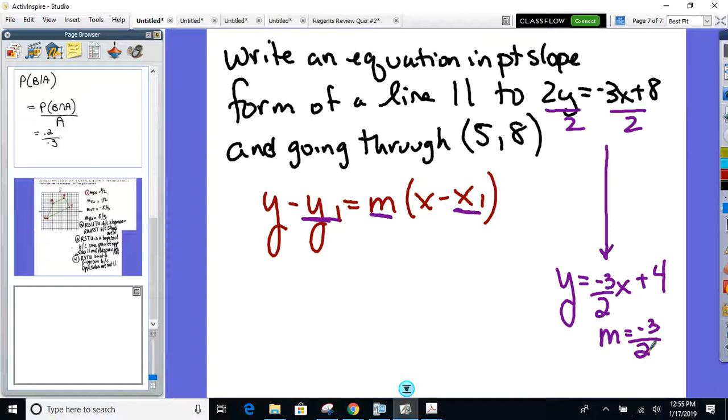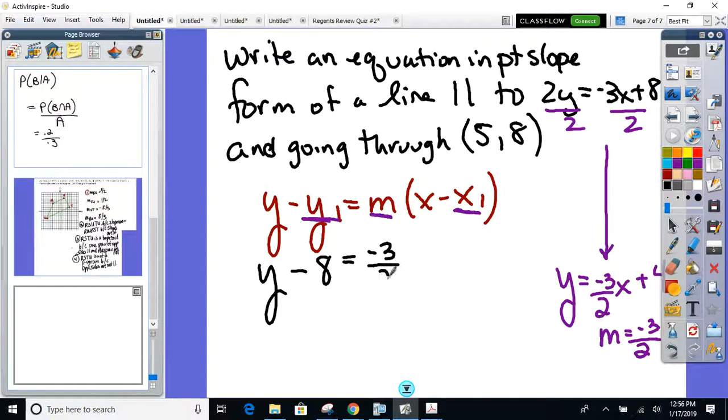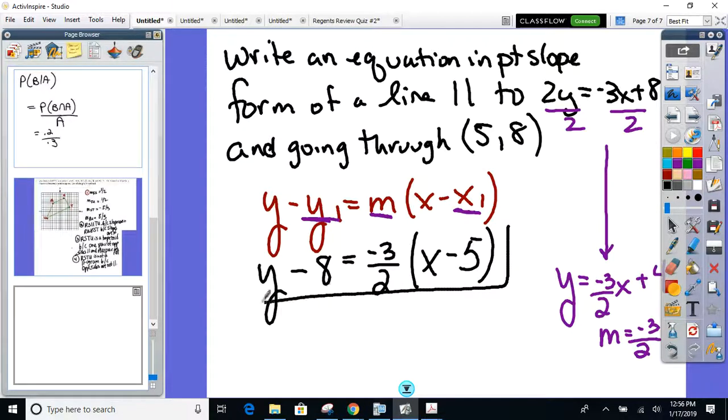Okay, let me switch the problem. What if I said perpendicular? What would be my slope I plug in? Positive 2/3. All right, so let's stick with the parallel. Here we go. What's the y coordinate of a point on this line? So y minus 8 equals, our slope was what? Negative 3 over 2, times x minus 5. That is in point slope form.